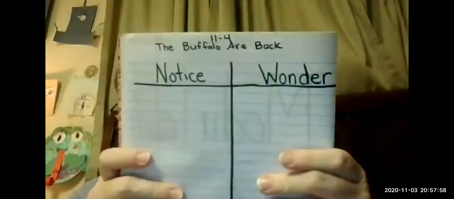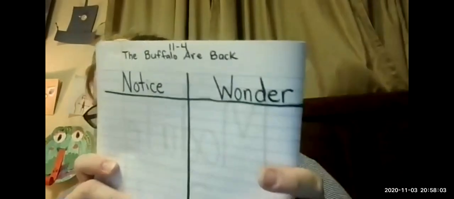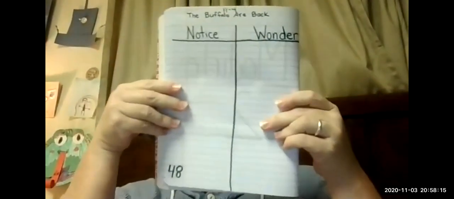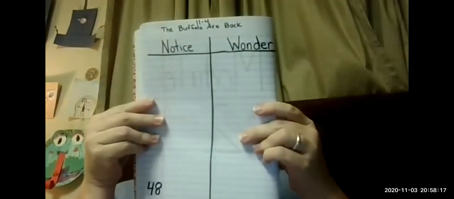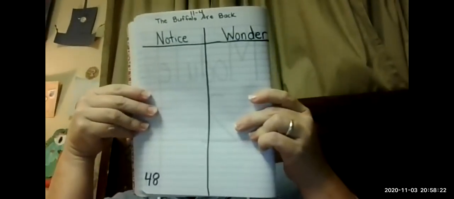Okay, so on page 48 of your knowledge and response journal, we need to go ahead and make your notice and wonder chart for The Buffalo Are Back. Put today's date on the top, 11-4. Make sure you write the title of the book, The Buffalo Are Back, and your notice and wonder chart on page 48. So if you need to pause the video so that you can put this on page 48, please do so. And then hit play when you are ready.